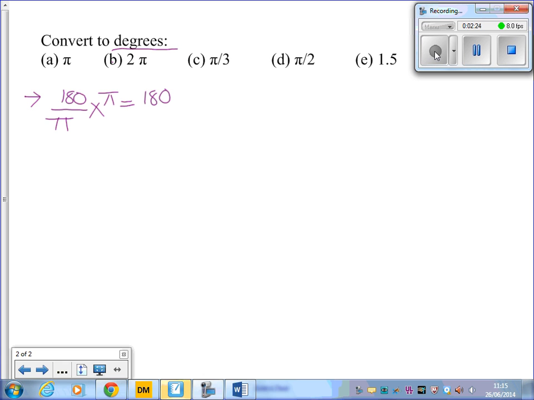That's for part A. For part B, I want to end up in degrees, so 180 divided by pi and then times 2 pi gives me 360 degrees.